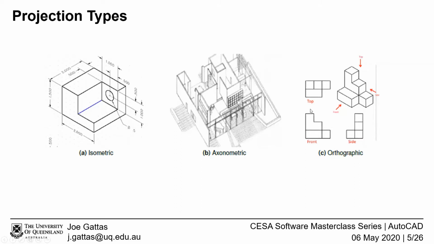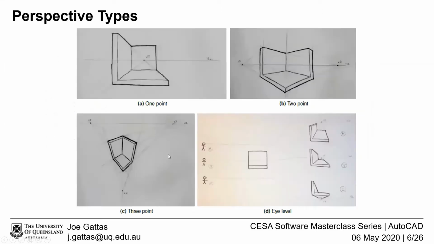And then the final one is orthographic, and this is really the main conventional drawing. So top, front, and side views with then additional call-outs for 3D views, sections, and so on. So orthographic still is the main 2D drawing convention and projection type we need to engage with.